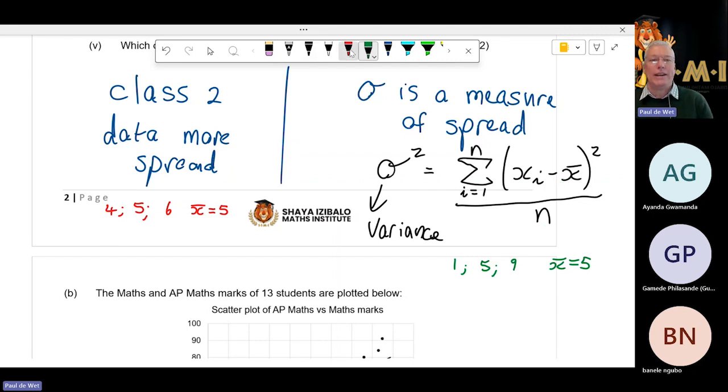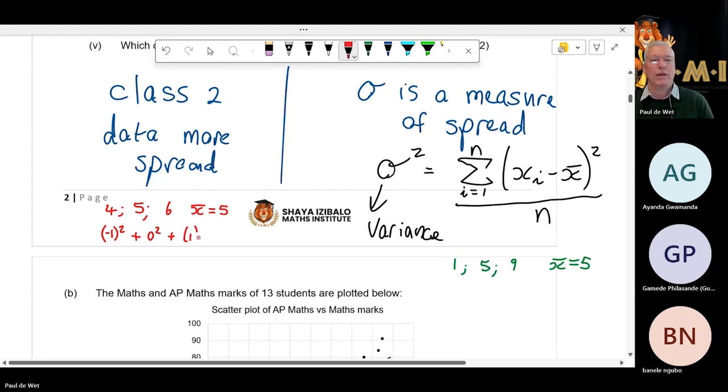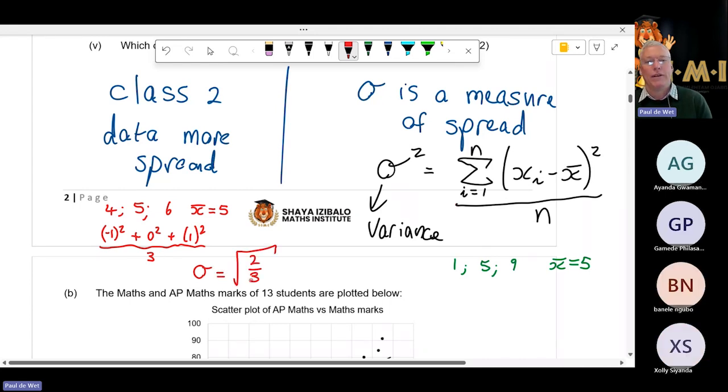So I'm going to very quickly do that calculation. If I go 4 minus 5, I get -1 squared. If I go 5 minus 5, I get 0 squared. And if I go 6 minus 5, I get 1 squared. I add all of those up and I divide by 3, and so I get 2 over 3. My standard deviation, remember I've got to square root to get it, will be the square root of 2 over 3. Okay, let's do the same with the green ones. 1 minus 5, -4.